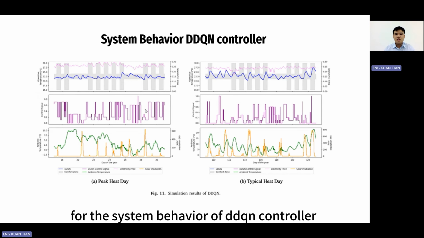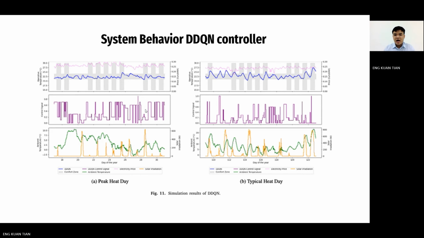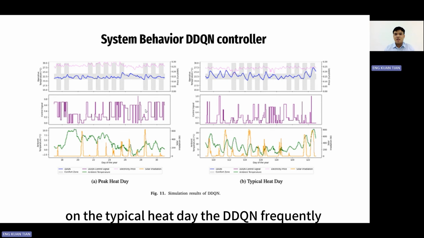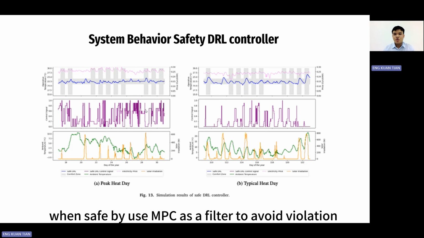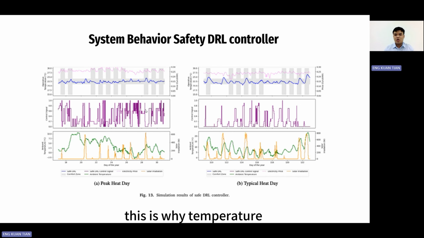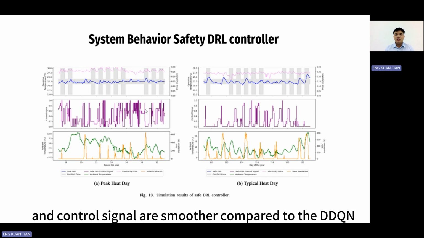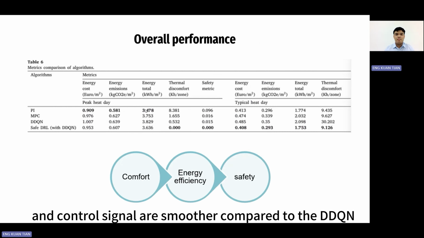The system behavior of the DDQN controller is highly volatile. On the typical heat day, the DDQN frequently fails to maintain the temperature within the comfort zone, especially when the solar radiation spikes. For the safety DRL controller, it preserves DDQN energy saving behavior when safe, but uses MPC as a filter to avoid violation. This is why the temperature trajectory is more stable and control signals are smoother compared to the DDQN.